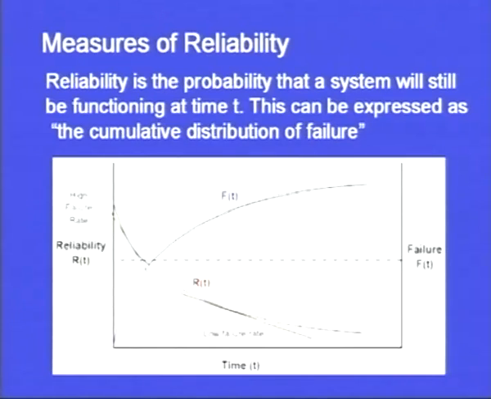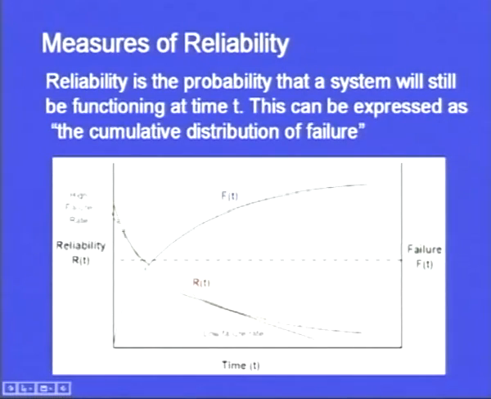Reliability is the probability that a system will still be functioning at time t. So if at any time t the system is functioning, we will say yes, it is a reliable system. This can be expressed as the cumulative distribution of failure, which is depicted by F(t) in the curve. With the passage of time, this is the reliability function R(t), which is decreasing over a period of time.